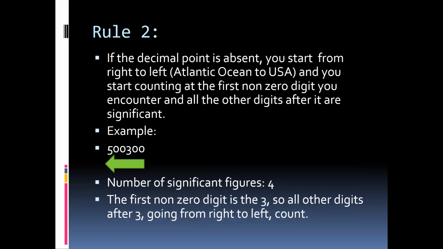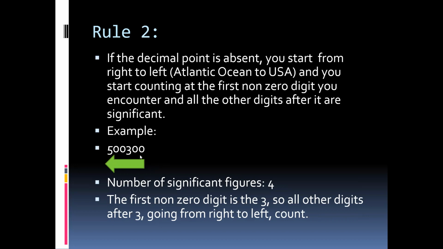If the decimal point is absent, then you will start from right to left. Think of it Atlantic Ocean to United States. And you will start counting at the first non-zero digit that you encounter. And all the other digits after it are significant. For example, this number right here. Remember, our direction has reversed now. So we're going from right to left.